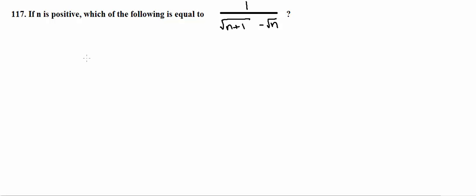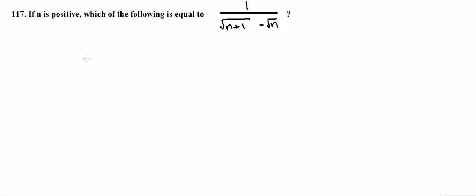Today's problem is number 117 in my GMAT book, which I will leave a link for in the description. This particular question has to do with computation with radical expressions. The question says, if n is positive, which of the following is equal to 1 over the square root of n plus 1 minus the square root of n? I didn't include the answer choices, but that's okay because we are going to go through it anyway and get the answer at the end.